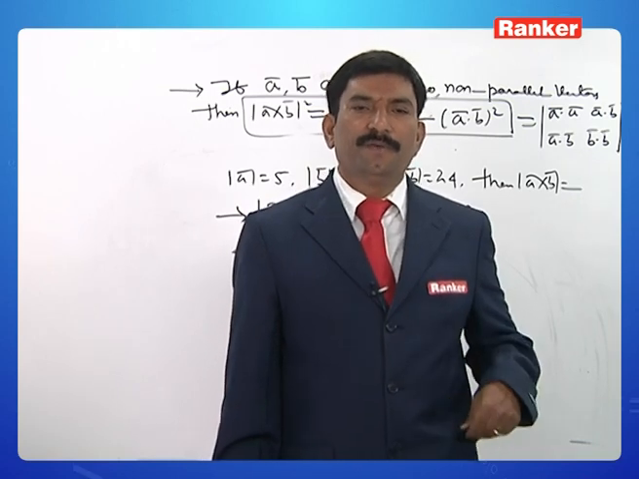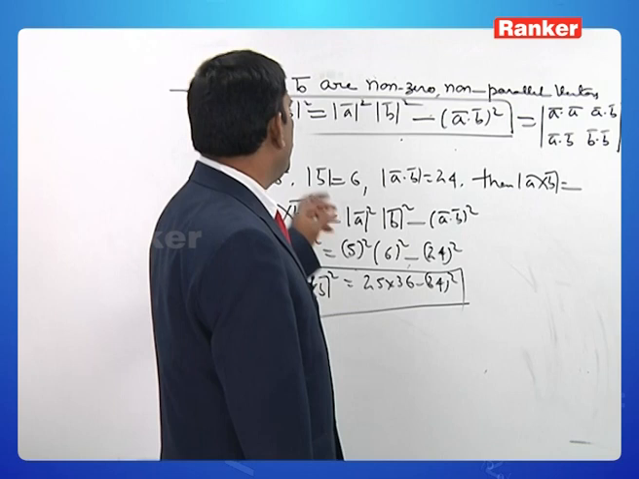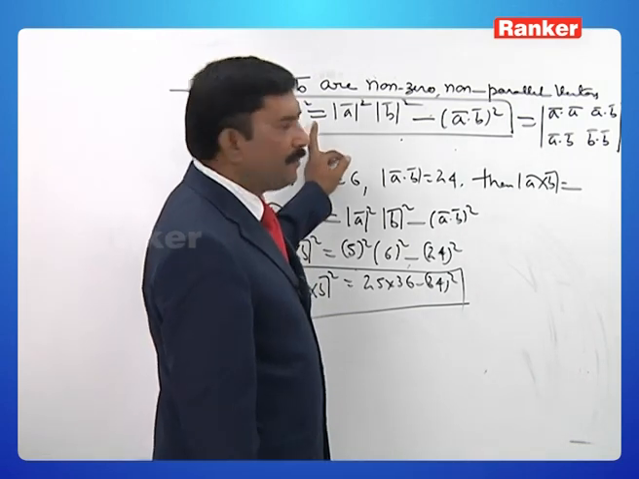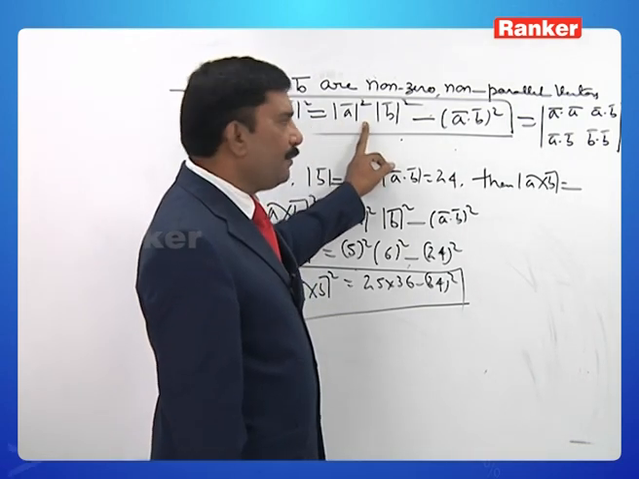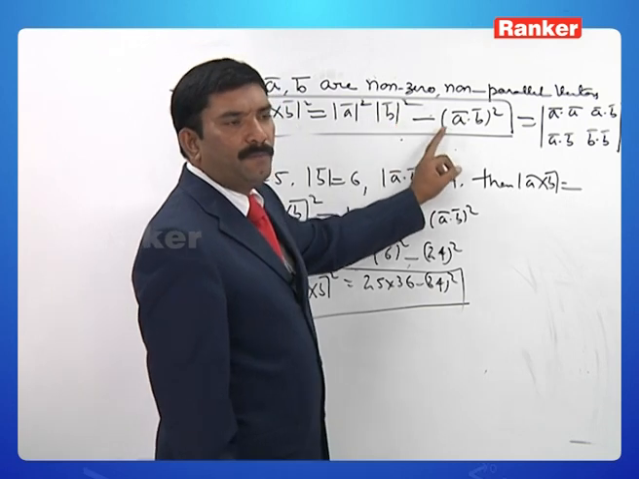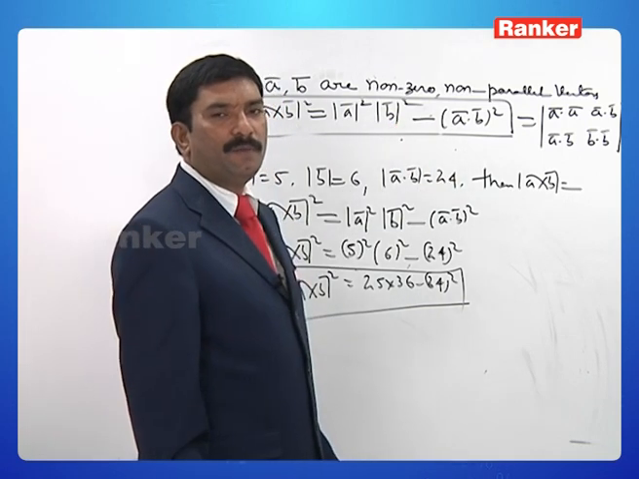Followed? So therefore, we come across this result hereafter: modulus of A bar cross B bar whole square is equal to mod A whole square mod B whole square minus A bar dot B bar whole square.